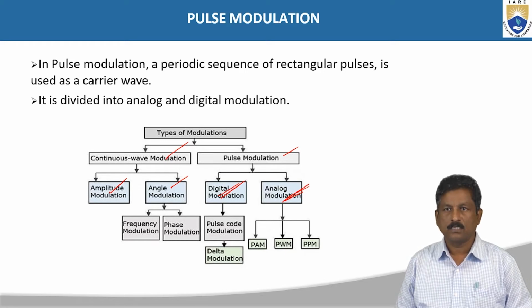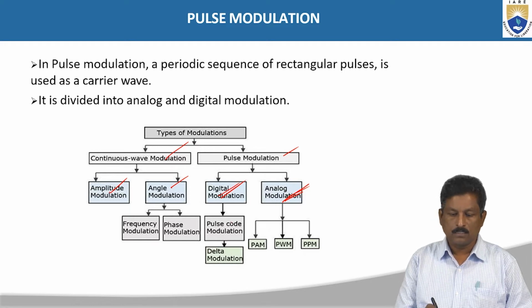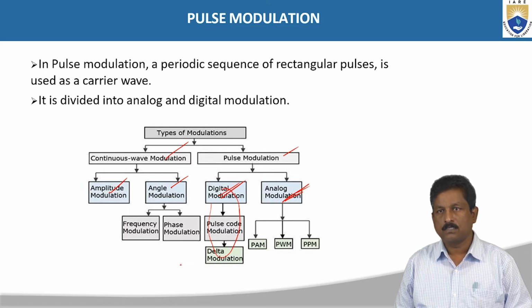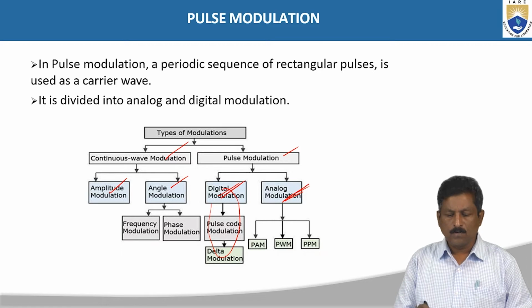Examples for this case are pulse code modulation, PCM, and the advanced form of PCM, delta modulation. We are not discussing these in this subject, because it is an analog communication system and we only discuss modulations linked to analog. Now coming to the analog modulation techniques, there are again three types of analog modulation techniques.